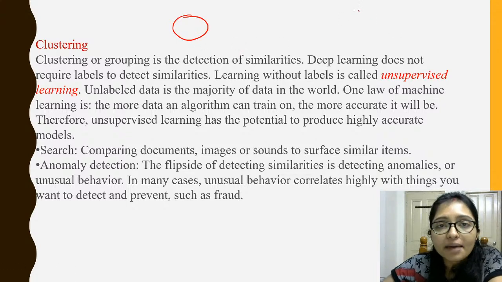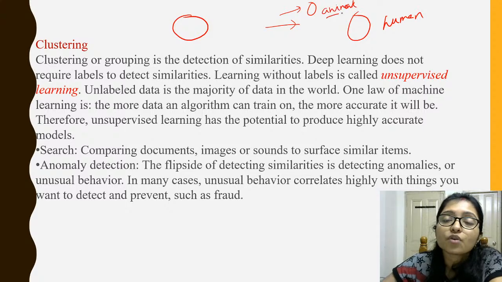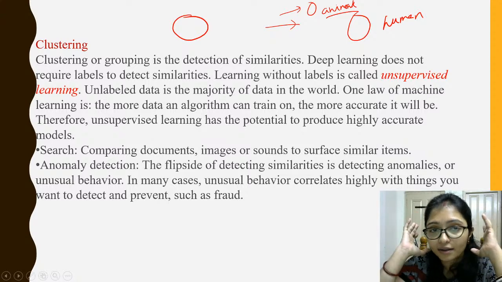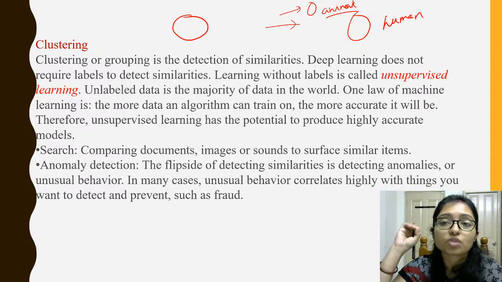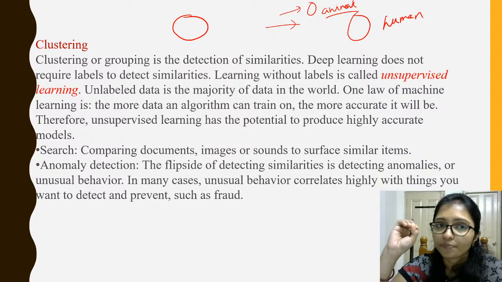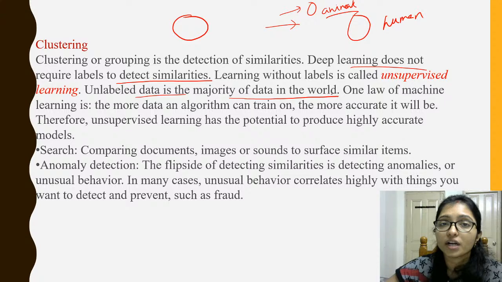So, if I am here in front of the machine, how will the machine identify that this is a human? Or if a dog is there, how will the machine identify that this is an animal? For that, we have to put our knowledge into the machine, so that the machine can identify and label that data, right? So that's why deep learning does not require detecting similarities, and unlabeled data is the majority of the world.